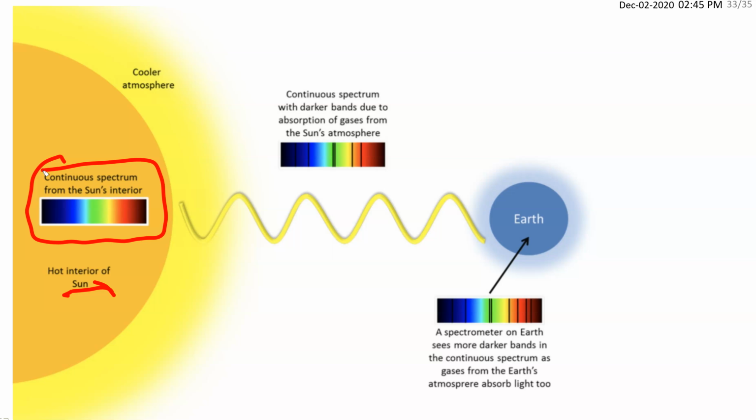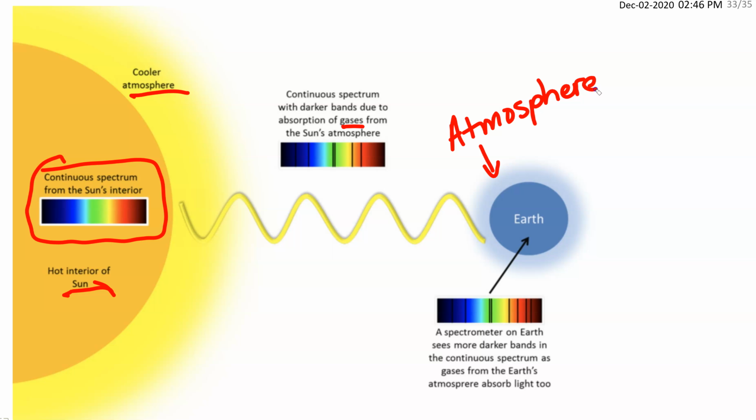Okay? However, as it passes through its atmosphere, as it passes through gases in space, some gets absorbed. So we are left with an absorption spectrum. There's also gases on Earth. We have an atmosphere that acts as a filter. So the absorption spectra looks a little different on Earth than it would be coming right off the sun. So we see more darker bands in the continuous spectrum as gases from Earth's atmosphere absorb light too.